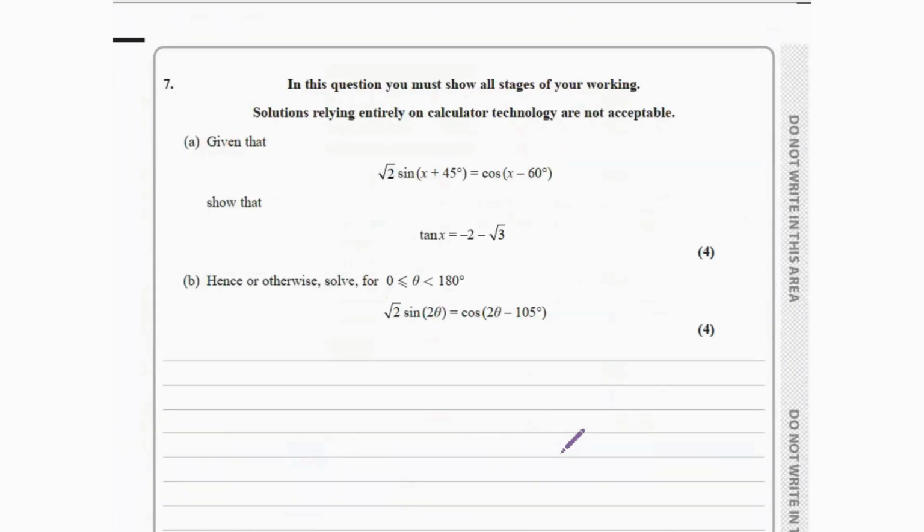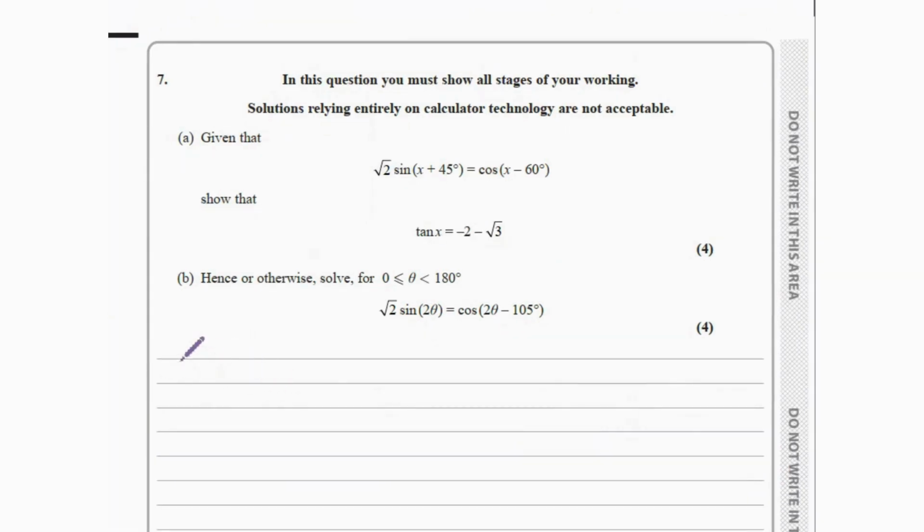Then it says, in this question, you must show all stages of working. Solutions relying entirely on calculator technology are not acceptable. So given that root 2 times sine of (x plus 45) equals to cos of (x minus 60), we have to show that tan x equals to negative 2 minus root 3. So we're going to use the identity once again.